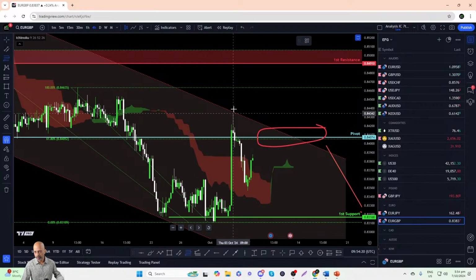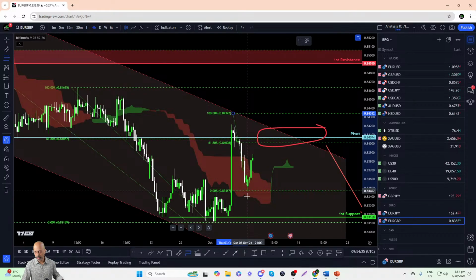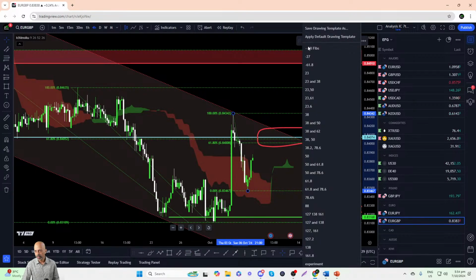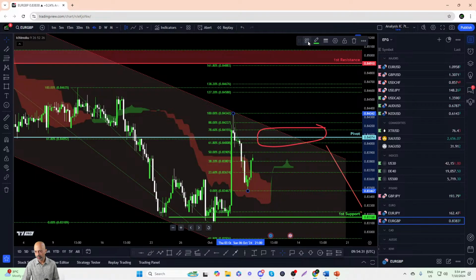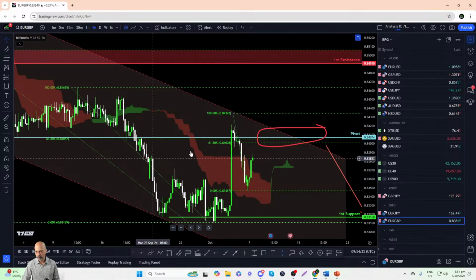So we can also run a Fibonacci retracement from this swing high on 3rd of October, going down to the swing low early this morning. Once again, we see the 61.8% retracement aligned pretty close to the pivot as well. So let's keep 61.8 once more. So you can see here, this is indeed a pretty strong resistance barrier.